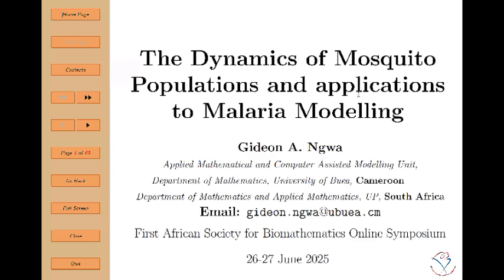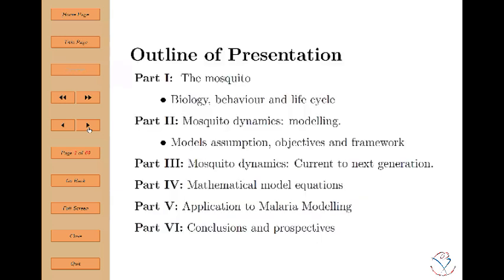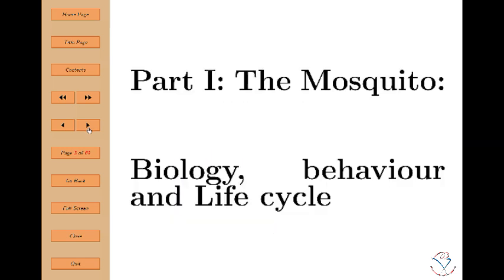I'm much more interested in deriving the model that we have. And I would point you somewhere we can find more information. I'm going to give the outline of this presentation in 6 short parts. I'll briefly describe the mosquito biology, and I will introduce the modeling framework that we have used. And then I would show the application in malaria modeling. So let's start with the mosquito.